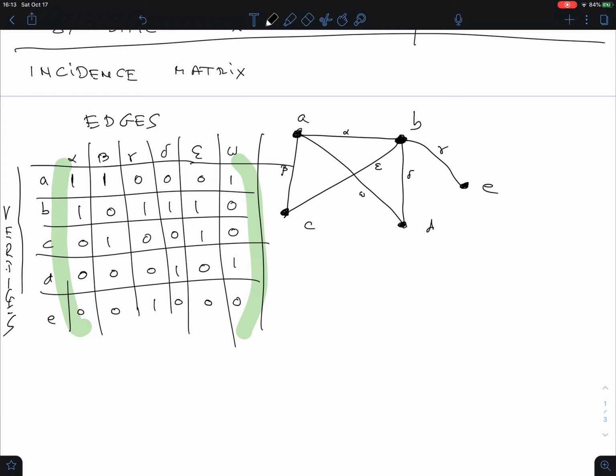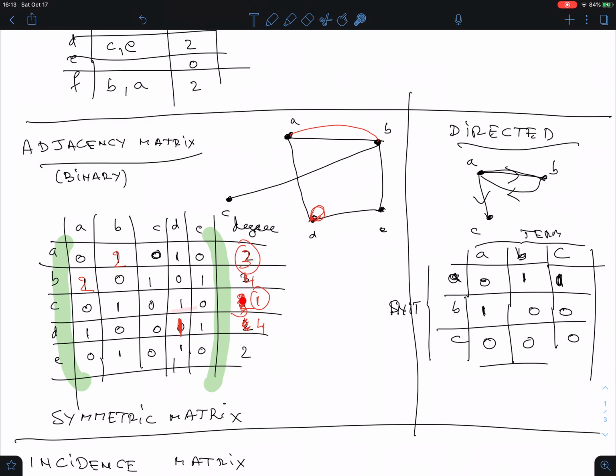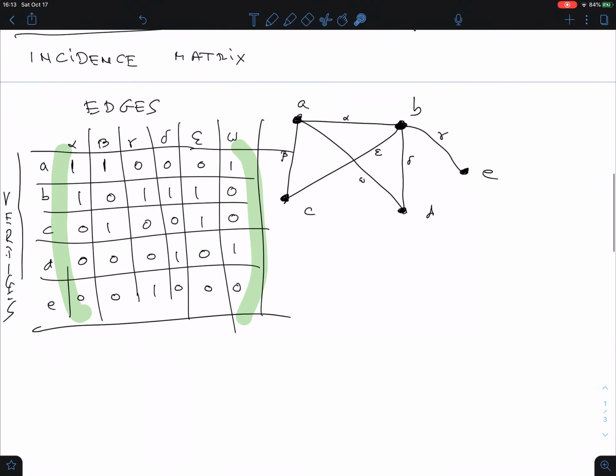Well, the degrees, how would I read the degrees? Should I sum this up, or should I sum this up? Remember, in the previous case, we could sum either way to get the degrees, because it was all symmetric. But that's not the case anymore, so now we have to decide. Of course, it's this way, because this tells me the vertex, and this tells me exactly what its edges are. So degrees are counted here: 3, 4, 2, 2, and 1. Sanity check: 3 plus 4 plus 2 plus 2 plus 1 is 12, okay, that's the right number.